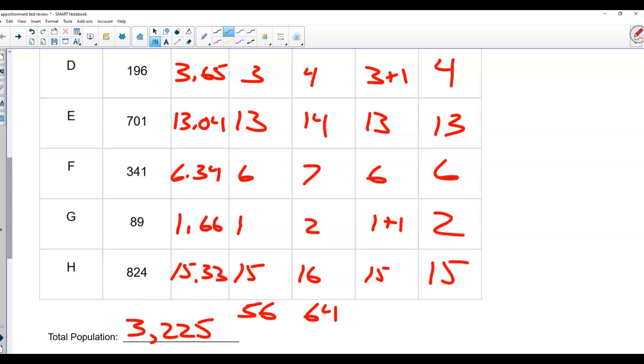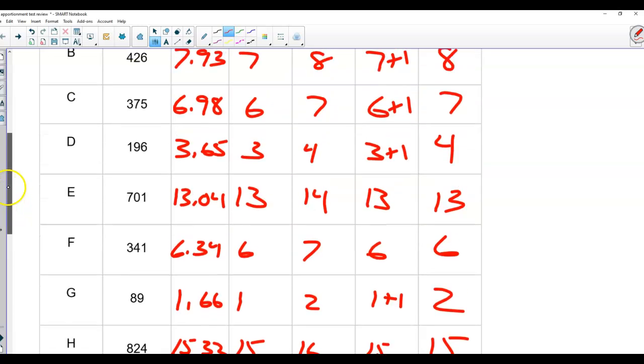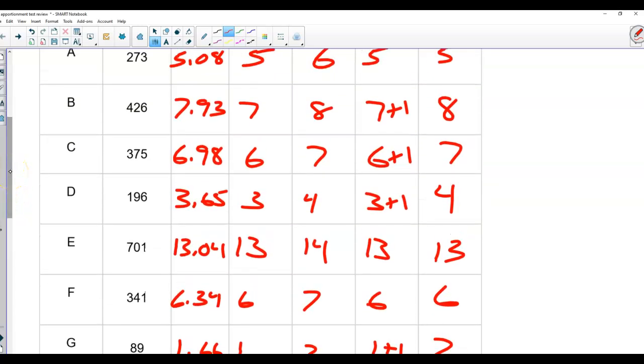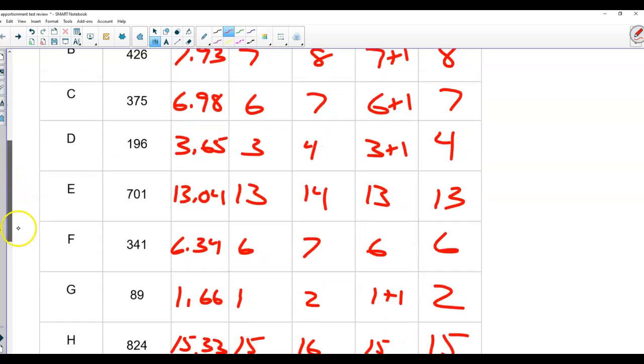My advice, I would add that column up and make sure it equals 60. 15 and 2 is 17, and 6 is 23. 23 and 13 is 36. 36 and 4 is 40. 40 and 7 is 47, and 8 is 55, and 5 is 60.